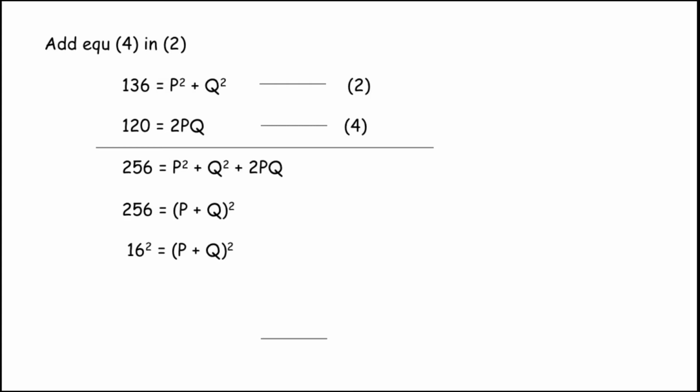Now I cancel the square on both sides. We get 16 equal to p plus q. And now I am going to find the value of p. So I transfer the q from this side to that side. The q on this side was in the plus sign, so when it goes to the other side, it becomes minus. So p equal to 16 minus q. It is equation 5.